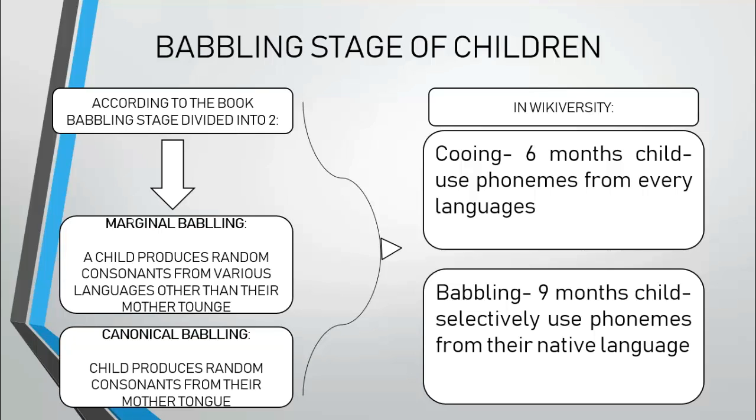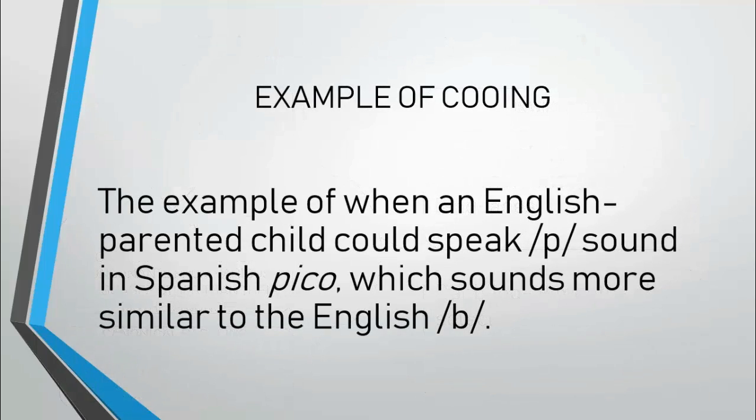In Wikiversity, apparently, the terms used are cooing and babbling. Cooing means when a 6-month-old child uses phonemes from every language, while babbling is when a 9-month-old child selectively uses phonemes from their native language or mother tongue. From those differences, it can be concluded that marginal babbling is also considered as cooing, and canonical babbling can be considered as babbling in the Wikiversity version.